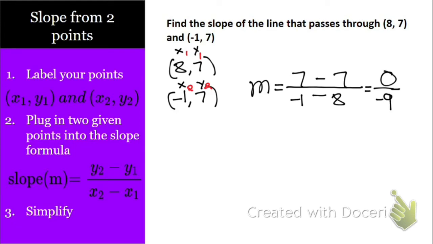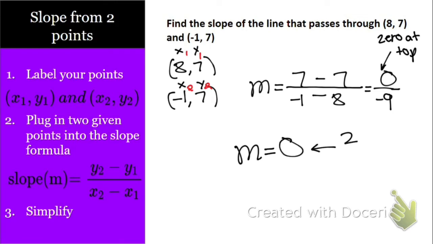Now what we should notice is that we got a 0 at the top. With a 0 at the top, it's basically saying 0 divided by -9. 0 being divided by any number is 0. So the slope for this one is 0. The name of that is simple, zero slope. Okay, that's what that is.